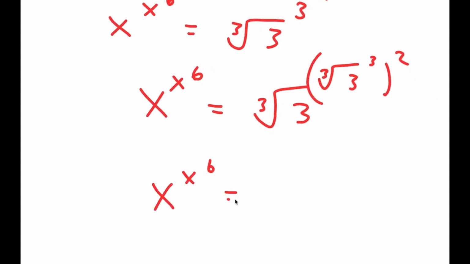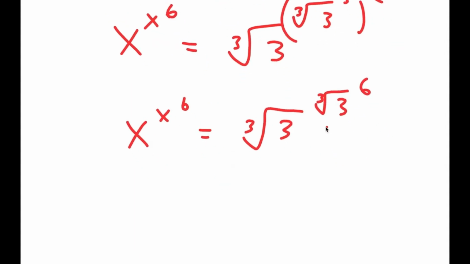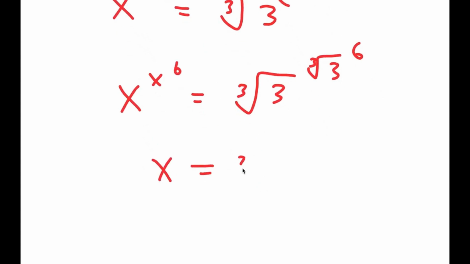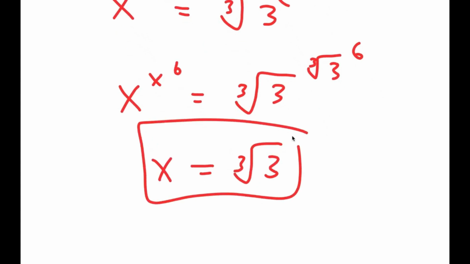And this is equal to the cube root of 3 to the power of the cube root of 3 to the power of 6. Meaning x is equal to the cube root of 3 because it's in the form x to the power of x to the power of 6. So x in this case is the cube root of 3.